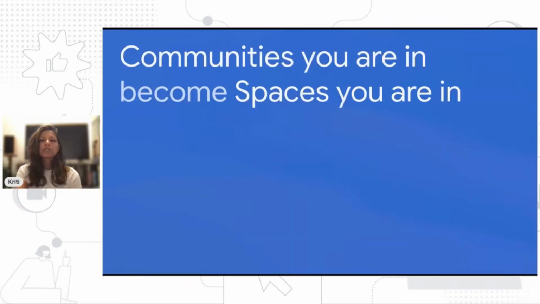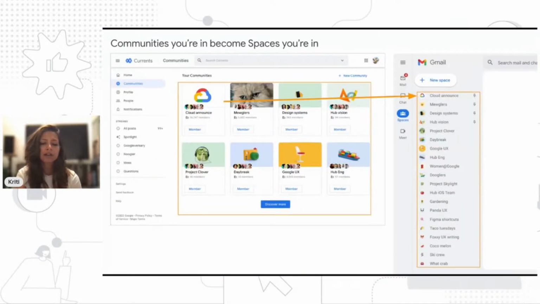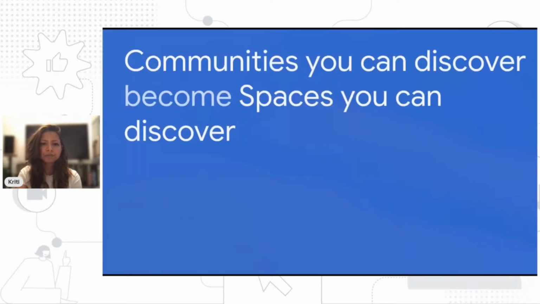So let's start off with the communities that you're part of in Currents and what that would look like in Spaces. Here on the left, you've got a list of all the communities that you were part of in Currents, and this will essentially get translated to Spaces you're part of. As part of migration, the community name, the membership, everything will be migrated over. Even the description of the communities will be part of Spaces and will appear in the Spaces description.